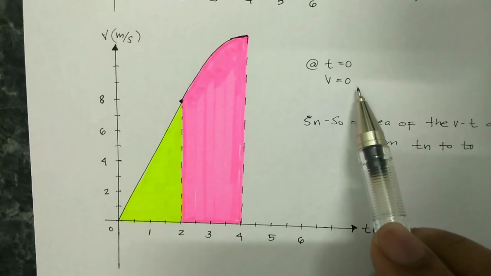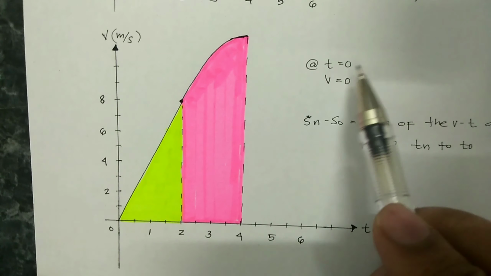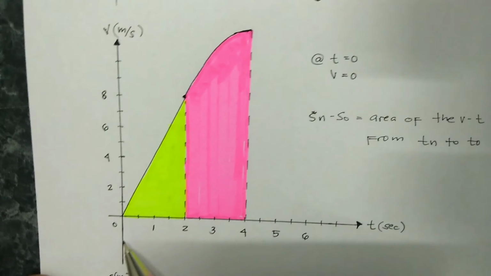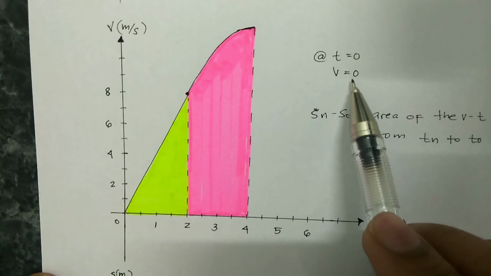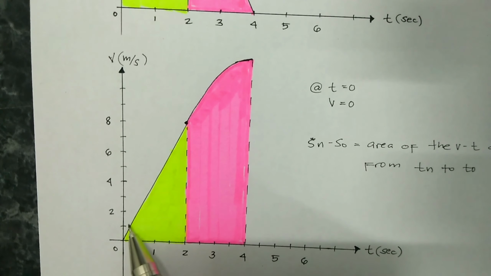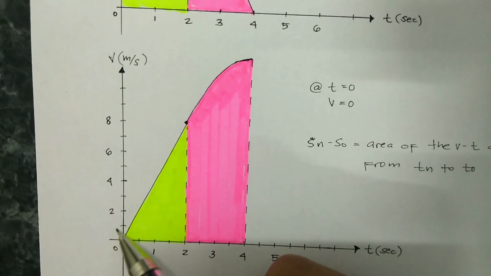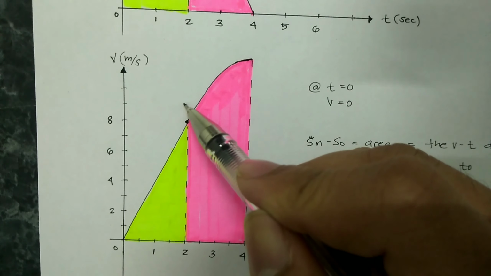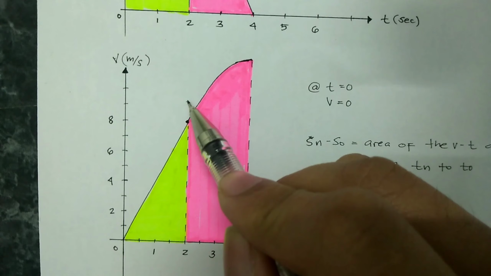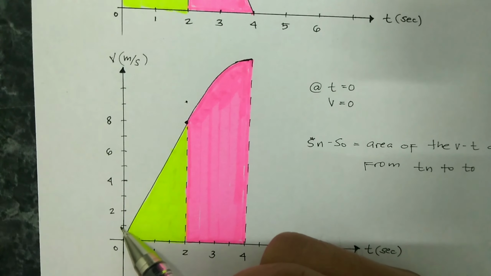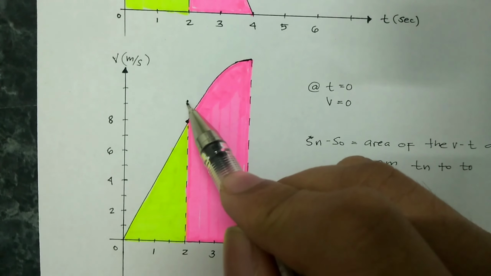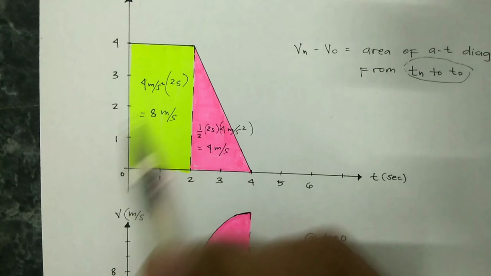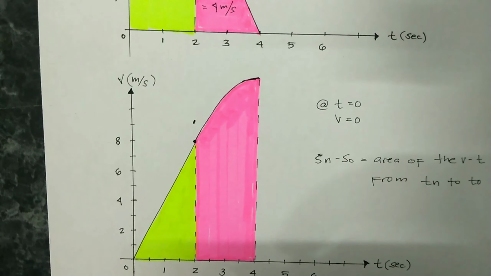But if it was noted that at time 0 there is a value for the velocity, then you will start from there. For example, if that is 1 meter per second, then you will start from here, and then you will add 8 meters per second. So your endpoint would be here at 9 meters per second, starting from 1 meter per second, because you increased by 8 meters per second.